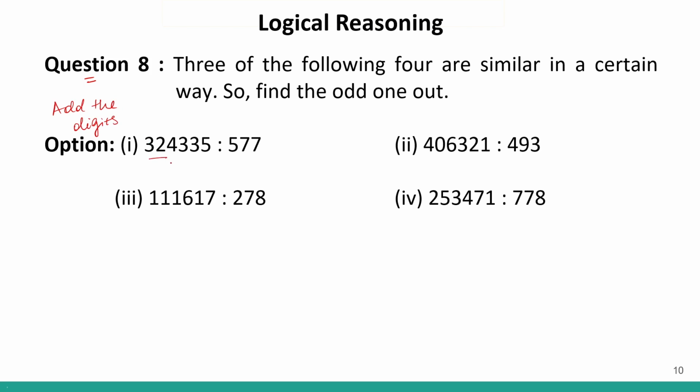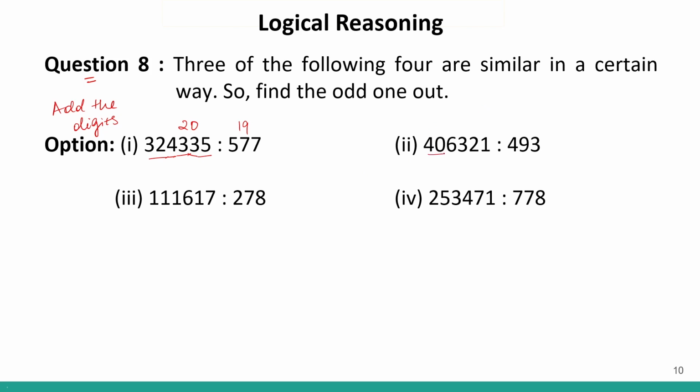So 3 plus 2, 5. 5 plus 4, 9. 9 plus 3, 12. 12 plus 3, 15. And 15 plus 5 is 20. Similarly, over here, 7 plus 7 is 14. And this 14 plus 5 is 19. Okay.